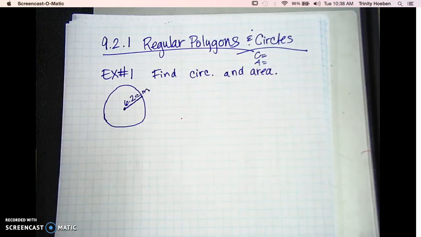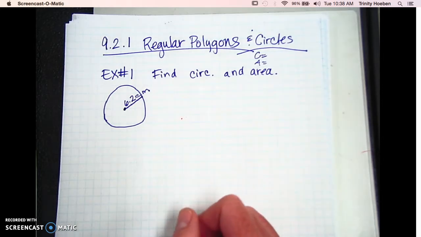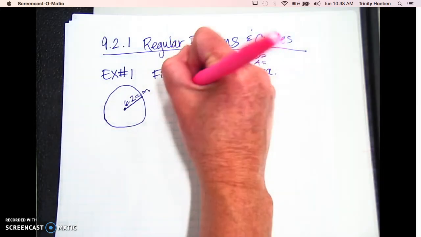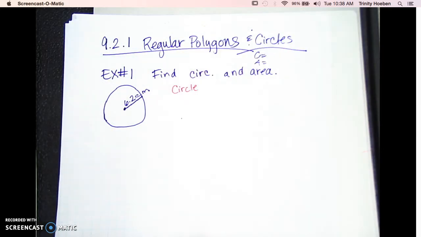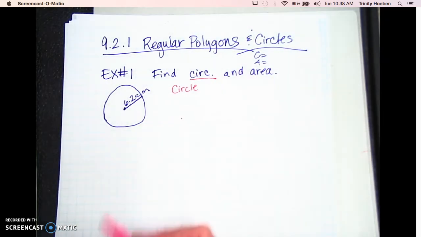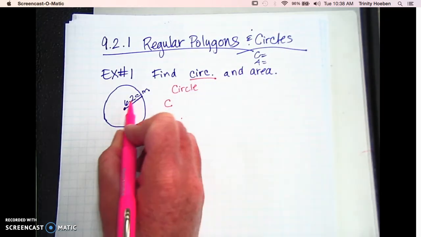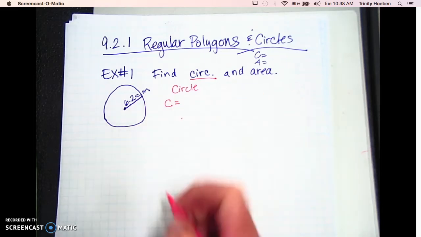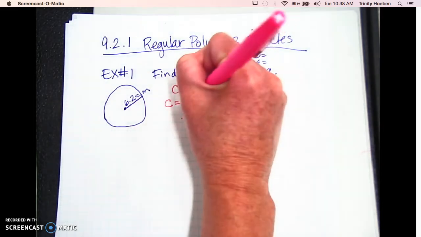All right. So if you're following the 5 steps that I gave you the first day of this chapter, you're going to start by identifying it. Obviously, it's a circle. Second thing you're going to do is write the formula. So the first formula we need is circumference. Since they gave us the radius, I'm going to use the formula that has the radius. So I'm going to say 2 pi r.